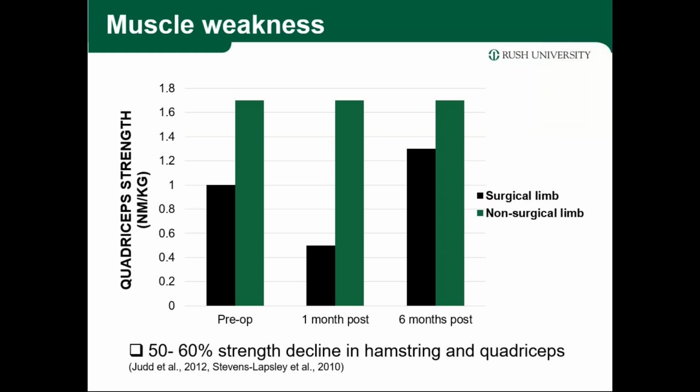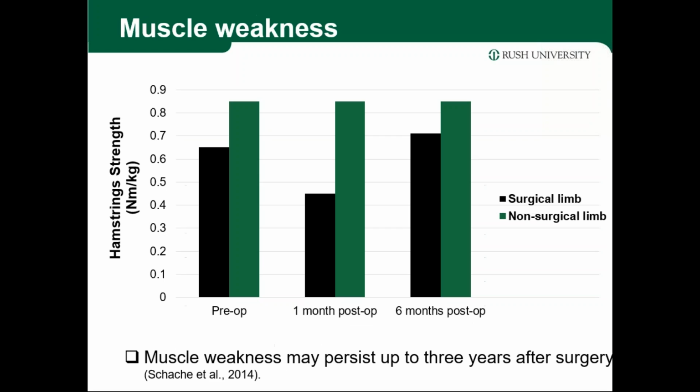This is the bar graph to compare the pre-operation strengths in surgical and non-surgical knee, and then 1 month post-operation, and then 6 months post-operation. As you see, even after 6 months post-operation, the quadriceps strength is still asymmetric between the surgical limb and non-surgical limb, and the surgical limb shows a decreased amount of strength compared to the non-surgical.